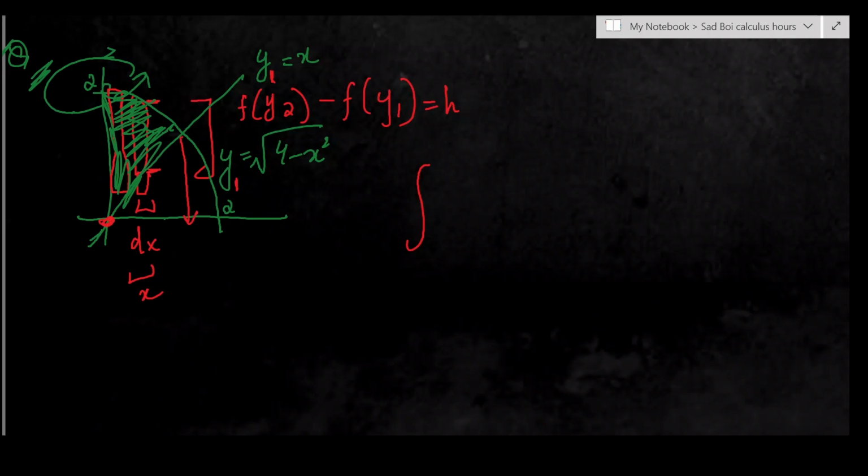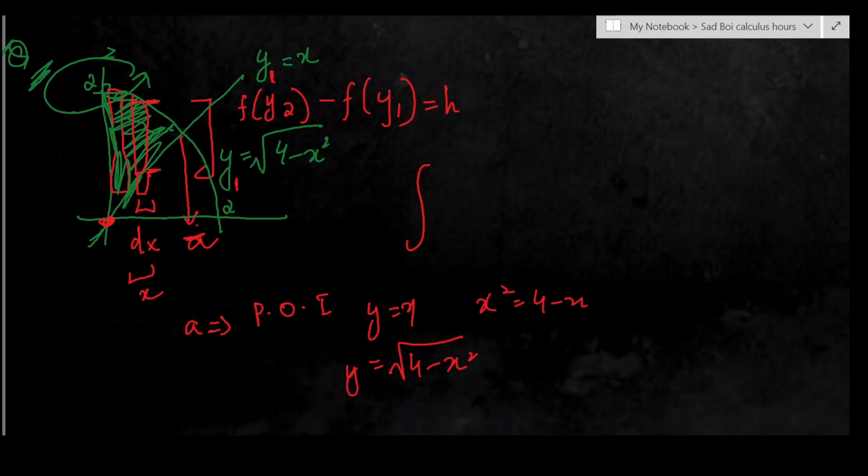So let's apply the shell method from this point to this point. So what is going to be this point? A. Let's consider it A. So A is going to be the point of intersection of y equals x and y equals root of 4 minus x squared. So x squared equals 4 minus x squared, so 2x squared equals 4, x squared equals 2, x equals plus or minus root 2. Well, since this is the positive x-axis, we're going to consider a equals root 2. So from 0 to root 2, we need to use the shell method.